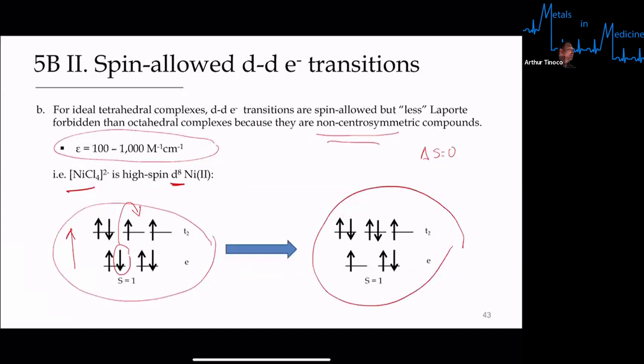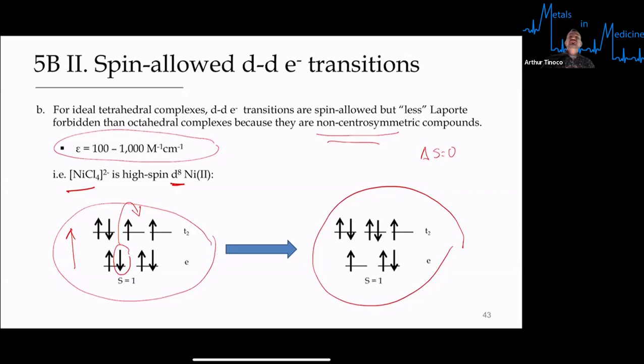And so that lack of central symmetry is why you do have a higher magnitude for your extinction coefficient, even though comparing the tetrahedral with the octahedral, you'll still have something that is spin allowed. Okay, any questions? Go ahead.